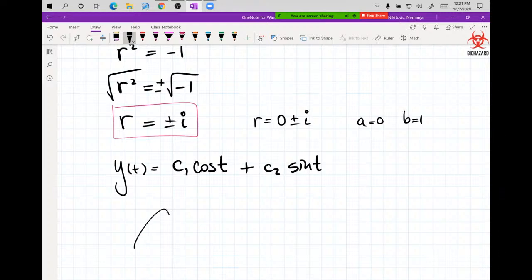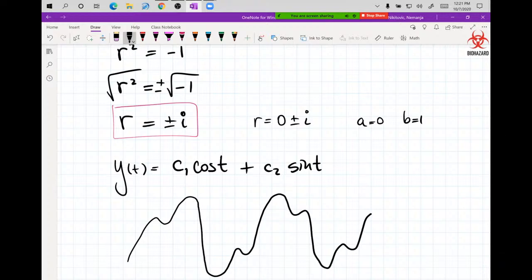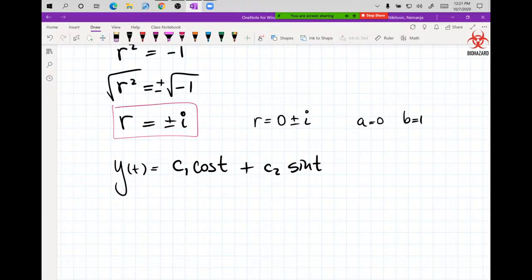And this is some kind of a wave, right? If you know what c1 and c2 are, you have initial conditions, c1 or c2 could be 0. You can just get a pure sine function or a pure cosine function or a combination of the two, right? And get all kinds of interesting waves and so on. You can get a whole bunch of things depending on your c's.